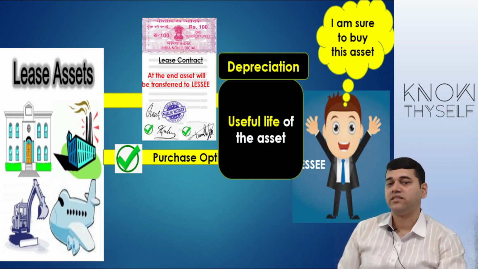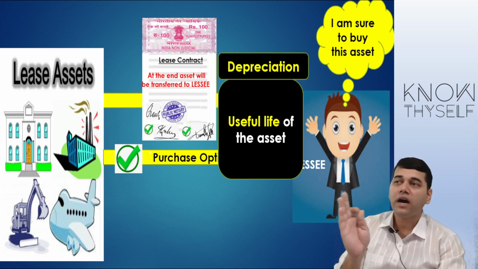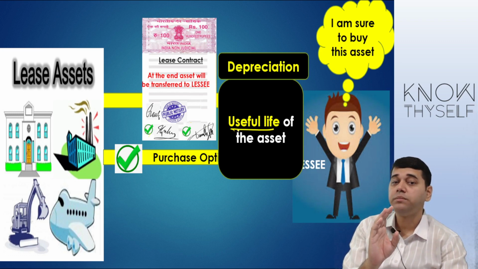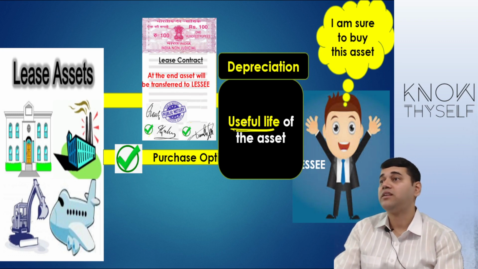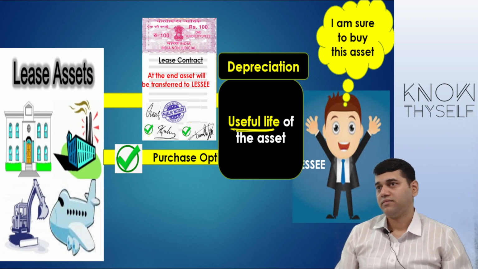In such a case, when the asset is going to compulsorily come to you, or when you have an option and you are sure to buy that asset, the depreciation should be based on the useful life of the asset and not the lease term. Make sense?